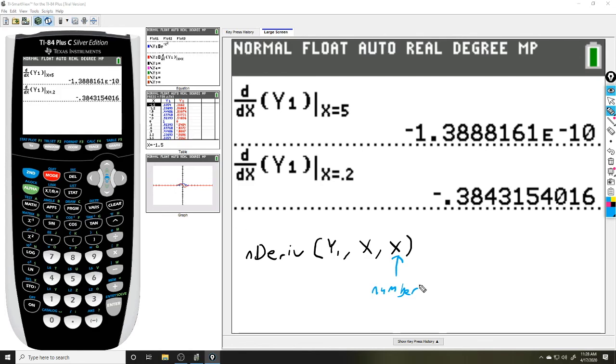Or if we wanted to graph it, then we would just put comma, x, so that it had the more general form, just like we did x equals x there before.